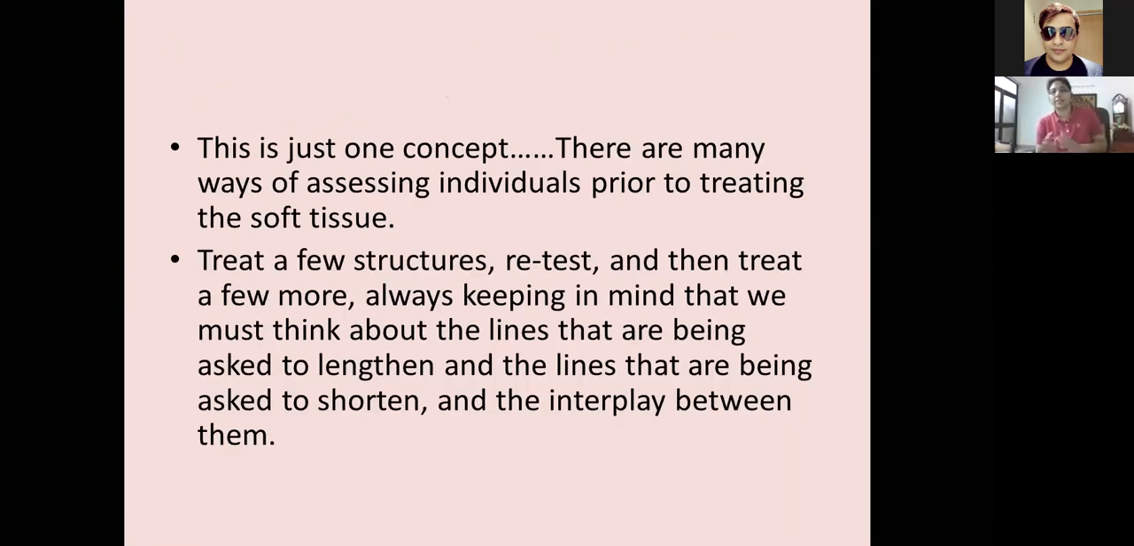So this is just one concept. There are many ways of assessing the individual prior to treating the soft tissue. So treat a few structures, retest, then treat a few more, always keeping in mind that we must think about the lines that are being asked to lengthen and the lines that are being asked to shorten, and the interplay between them. In our yoga postures, various lines are going to be stretched. So I'll demonstrate some patterns in functional activities where we can see which line is going to be stretched or which line is going to be shortened.